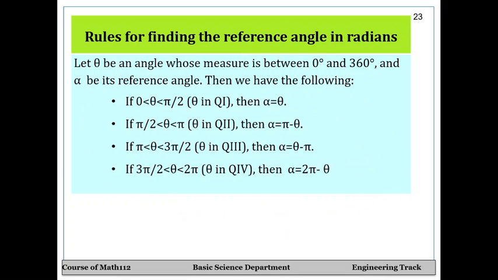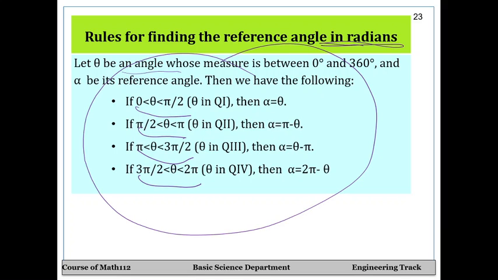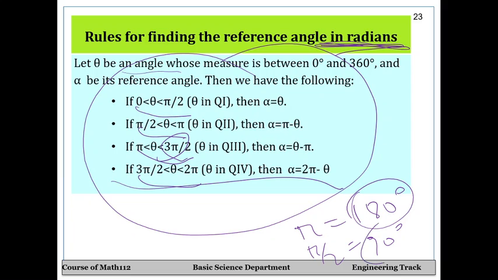And we have the same thing for the angles whose measures are given in terms of radians. So these rules are rewritten in radians. The basic thing is that pi is 180 degrees, pi over 2 is 90 degrees, and 3 pi over 2 is 270 degrees. So it's the same thing, except instead of degrees, we use radians.